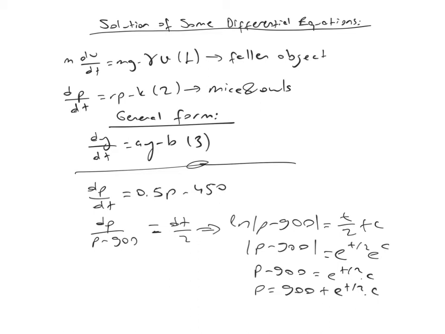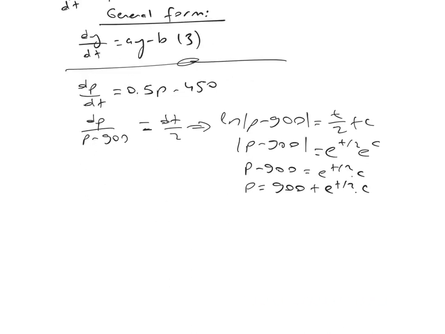And in order to find the equilibrium point, we will put 0 for dp over dt. And from here we will get 900 for our equilibrium point. And let's sketch this differential equation. P versus t, and 900 is our equilibrium point in this example. And according to the value of c, our curve can be any of these curves.